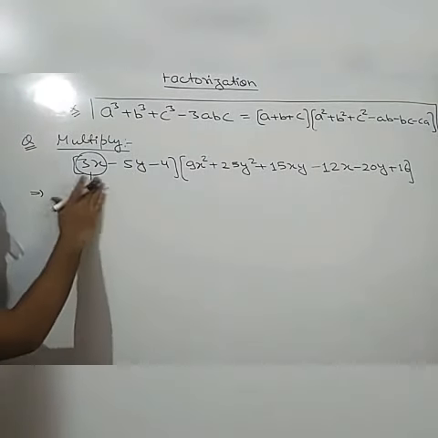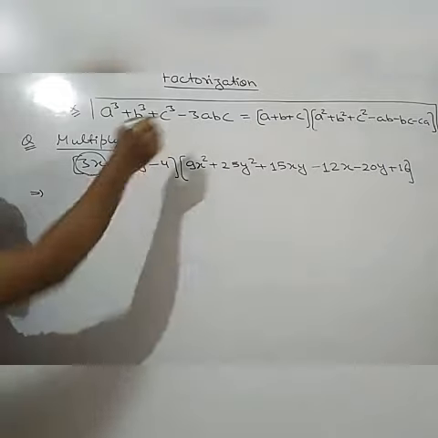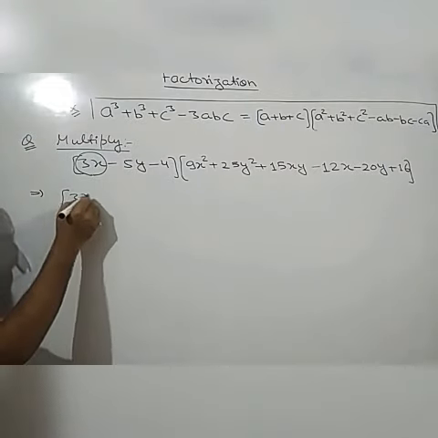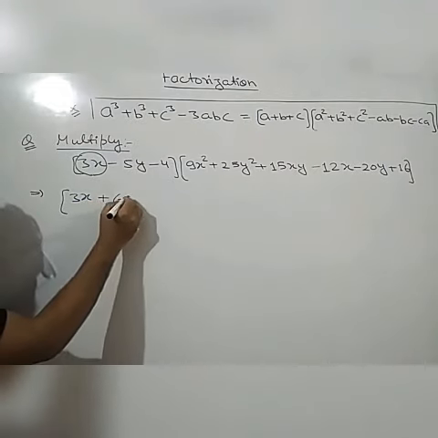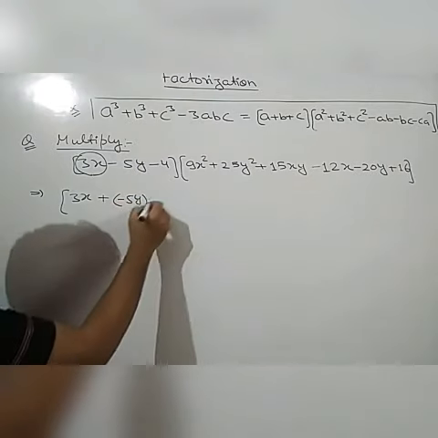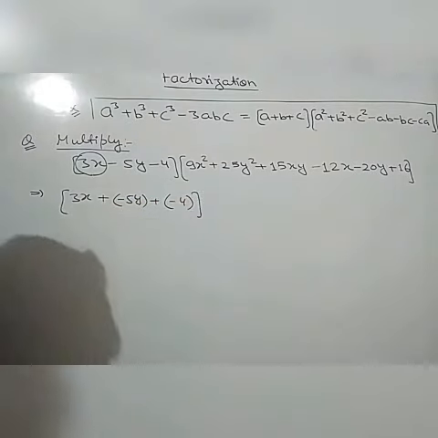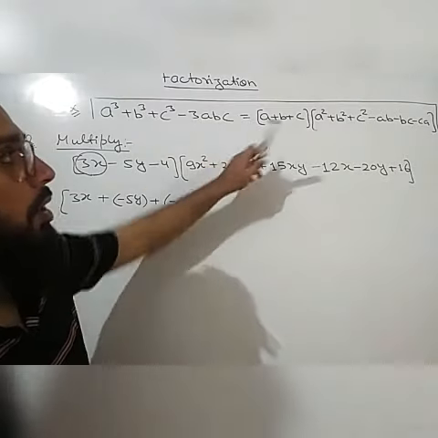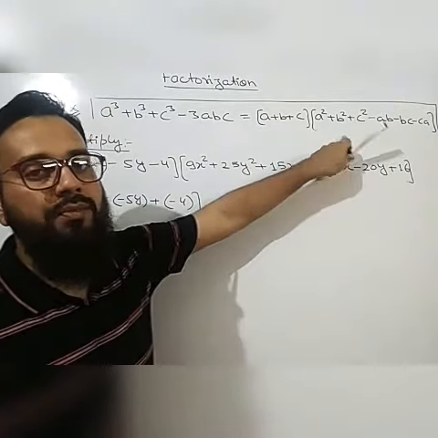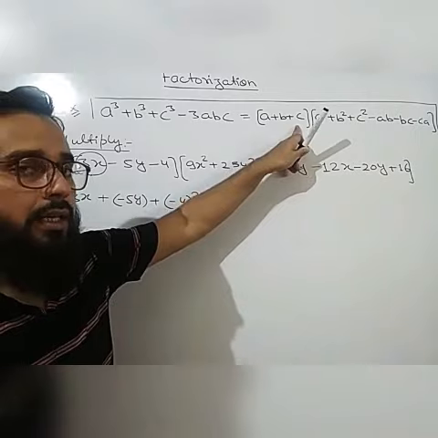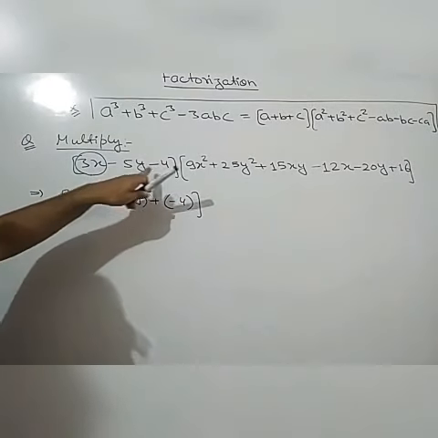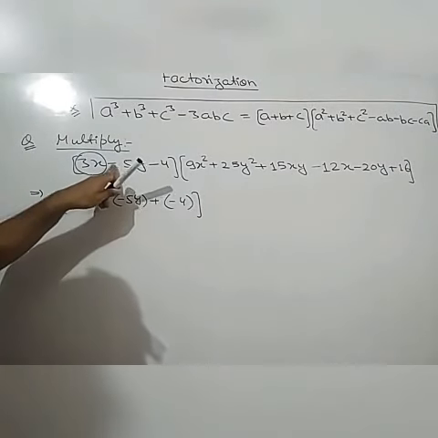So first let us write it in the form of the given expression. We can write it as 3x plus, in bracket we will take minus 5y, plus in bracket we will take minus 4, because we have to convert it in terms of this particular formula. The formula is a plus b plus c, and here it is 3x minus 5y minus 4. So first we have to change these signs.